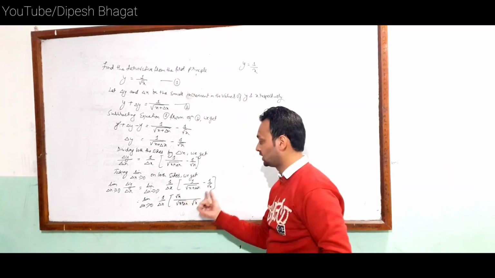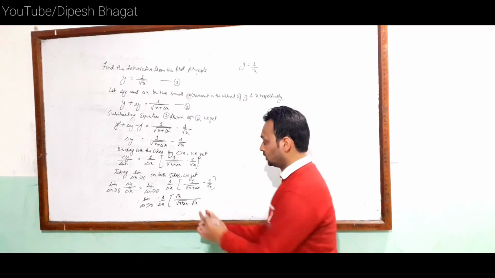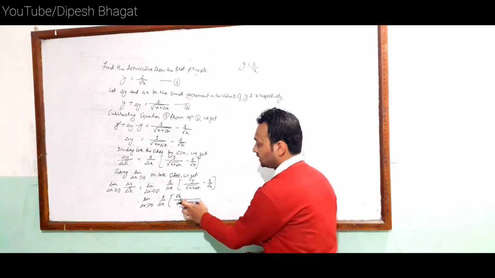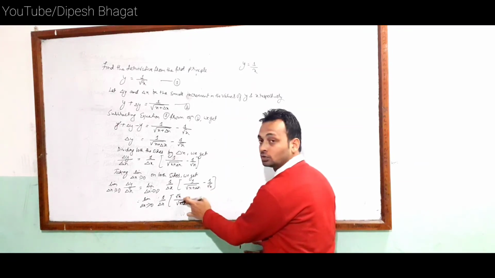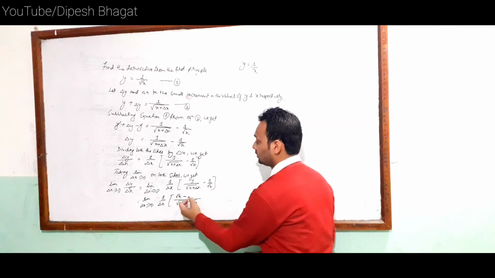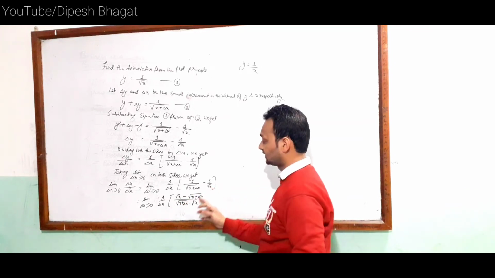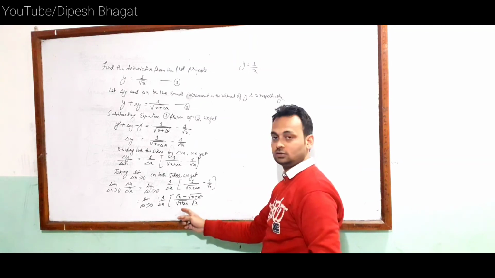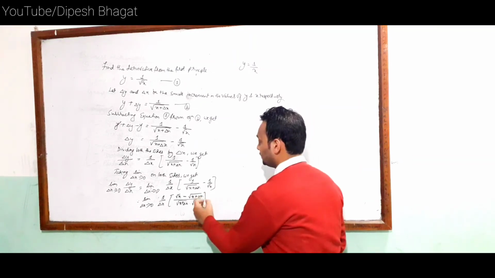Both the parts we are taking as an LCM, and now when this part divides this, we are getting root x. So it will be root x out here, and over here what we can write is x plus delta x as root x, and root x is cancelled. So what is left? Root x plus delta x.